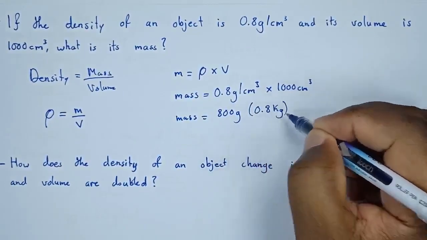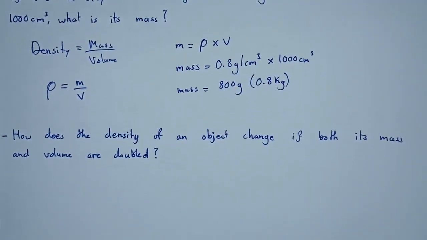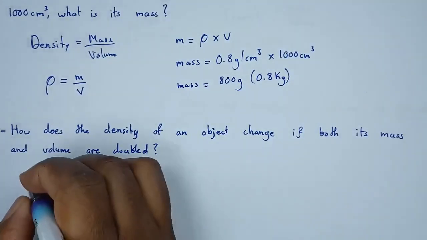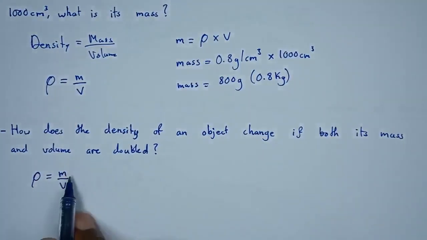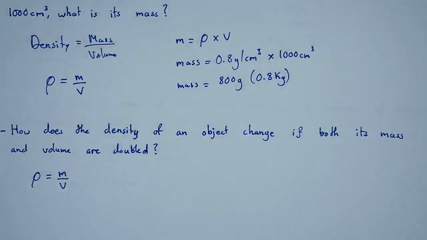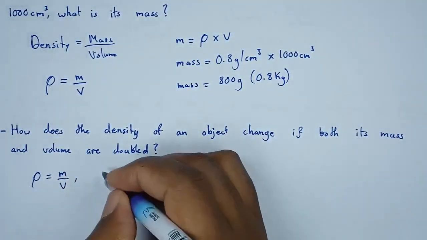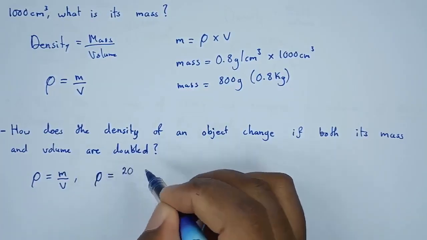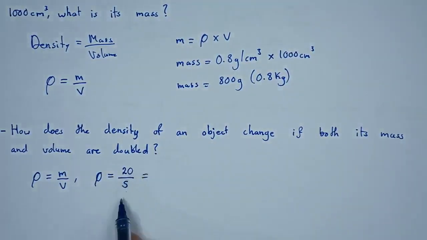So that's our mass. Okay, the last question now is how does the density of an object change if both the mass and the volume are doubled? The idea here is we know that density is equal to mass over volume. What will happen to the density if we double the mass and double the volume? The best way to do this is to use values first so that you understand it. Let's say an object has a mass of 20 and a volume of 5. What will our density be in this case? We know that our density will be 4.